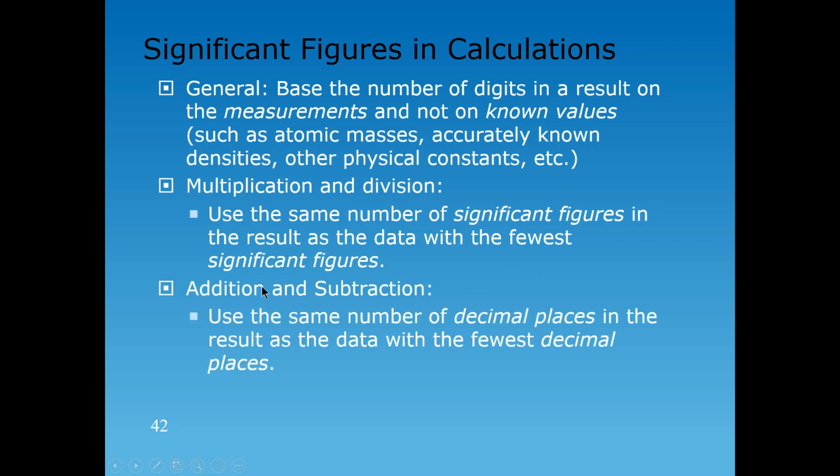Now, when it comes to addition and subtraction, the rules are a bit different. The rule in this case says that in your final answer, the number of decimal places will be the same as the data with the fewest number of decimal places, all right? So for multiplication and division, we look at the number of significant figures and record the final answer to the lowest number of significant figures of the numbers involved. For addition and subtraction, we round off the final answer to the lowest number of decimal places of the data involved in the calculation.